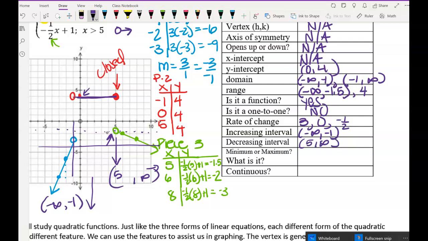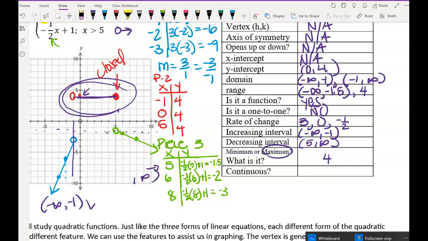We have the highest value, and this highest value happens to be a constant line. So the y value is always going to be 4. So it happens to be the maximum, guys, because that's the highest. We don't have any minimum value since the arrows for both the blue and the green are going downward forever. It is definitely not continuous since we have to lift up our pencil to graph all 3 pieces.